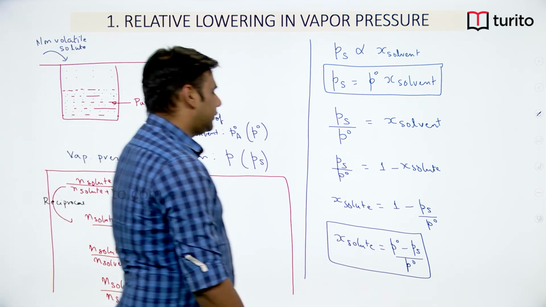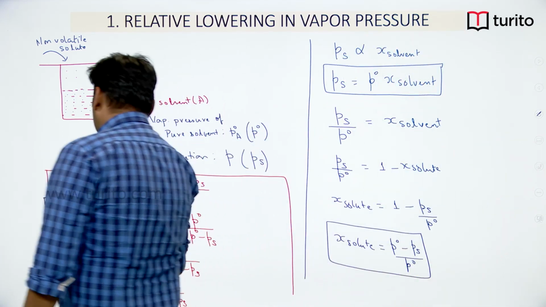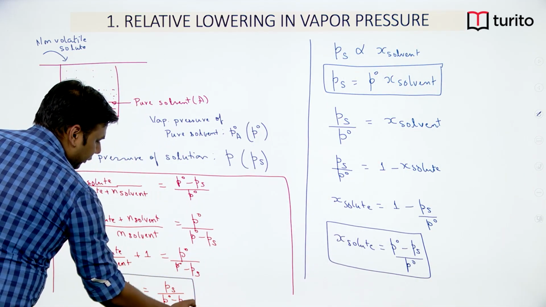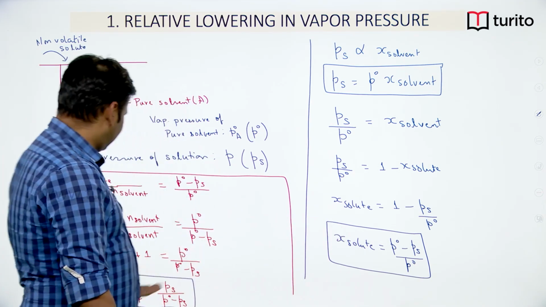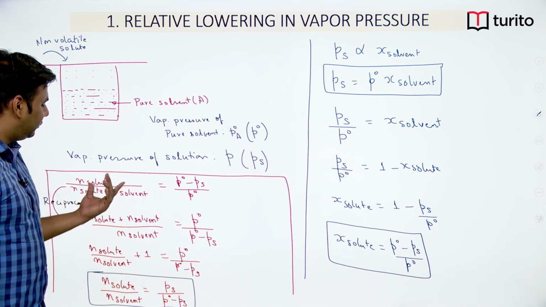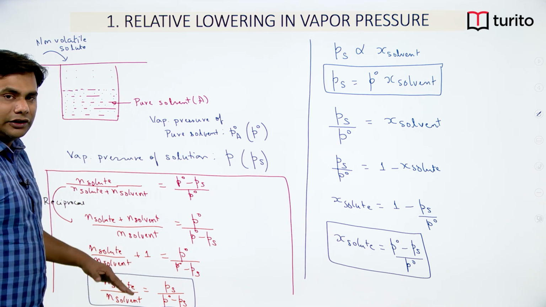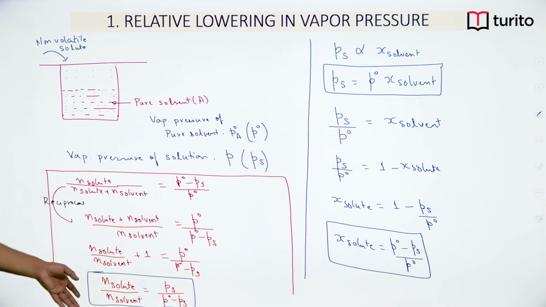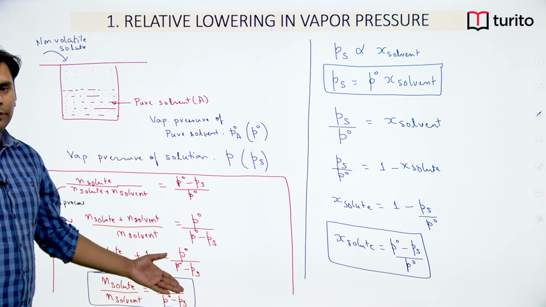So we can also use this expression while solving the question. According to me, many students use this formula. This is relatively easy because you don't have to take the total number of moles. Just divide the moles, the ratio of the moles of the solute and solvent, and that is equal to Ps upon P naught minus Ps.